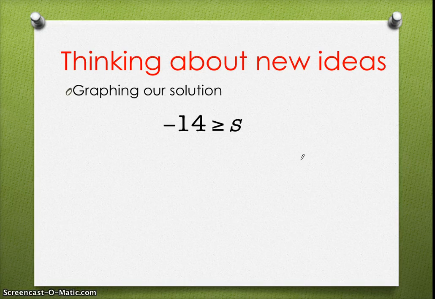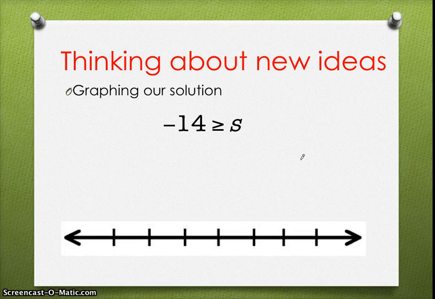But I wanted to just skip to this part because I want to remind ourselves how we actually graph our solution. So let's go ahead and pull out that number line. We're going to now plot negative 14 anywhere on our number line. We have negative 14 is greater than or equal to s, which means s is less than or equal to negative 14. We just wanted to flip it on this side to make sure that we're talking about our graph in terms of our variable.